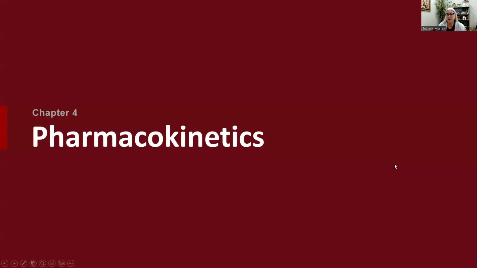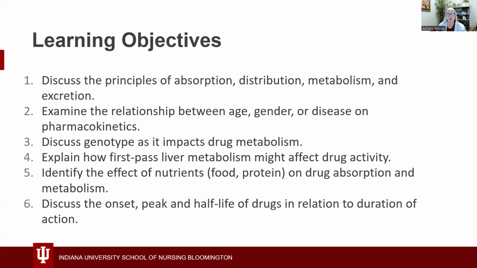All right, so pharmacokinetics is in chapter 4 in your e-text for this course. Our learning objectives for this chapter are to discuss the principles of pharmacokinetics, which include absorption, distribution, metabolism, and excretion of drugs. We want to look at the relationship briefly between age, gender, or disease, and how that alters pharmacokinetics. We want to briefly discuss genes and genotype and how that affects medication and drug metabolism specifically.